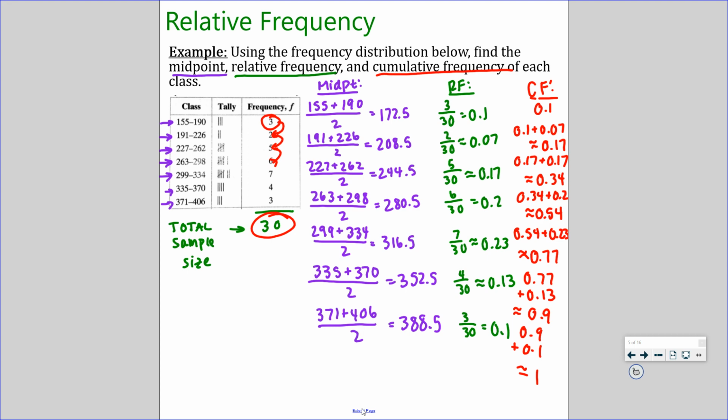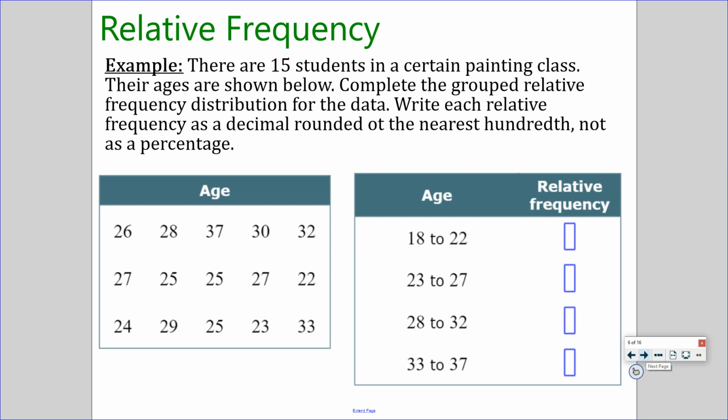All right, I'll let you guys try this one. So there are 15 students in a certain painting class. Their ages are shown below. Complete the grouped relative frequency distribution for the data. Okay, so when they say grouped relative, they just mean it's from 18 to 22. How many people fall in that category, not just 18, 19, 20. That's what they mean by grouped. So you're going to have to calculate the frequency first. So you can put that right here if you want to. Frequency first, and then calculate the relative frequency. And let's do decimal, round to the nearest hundredth, not as a percentage.